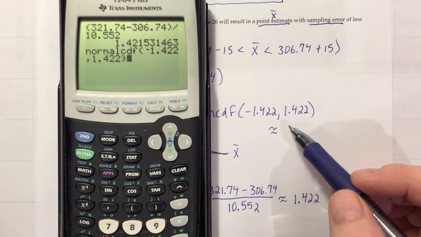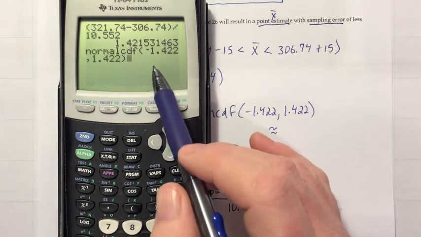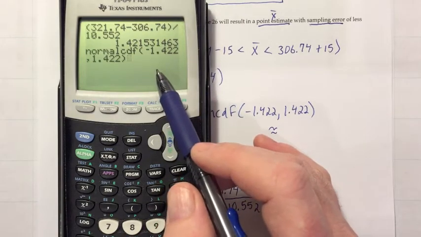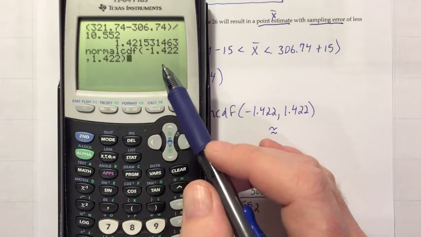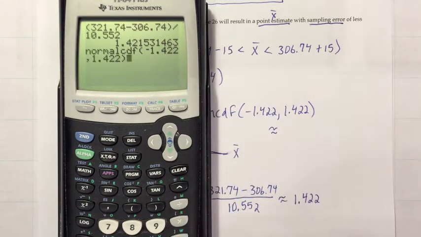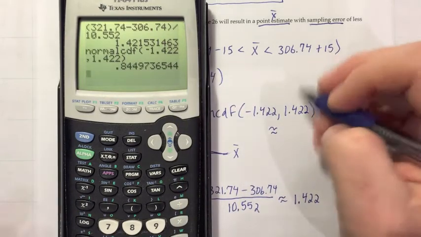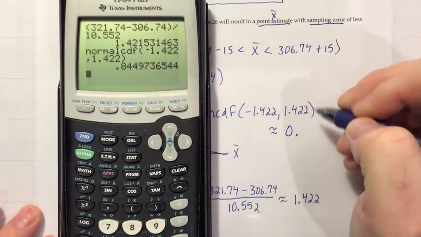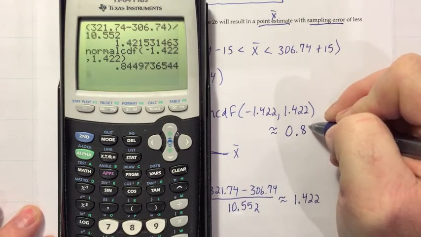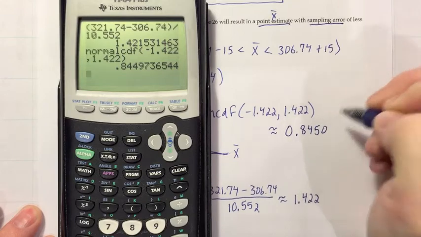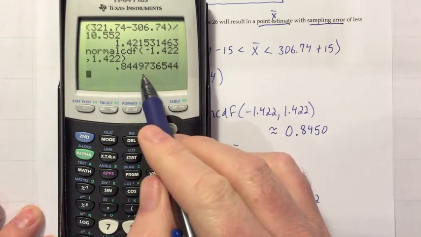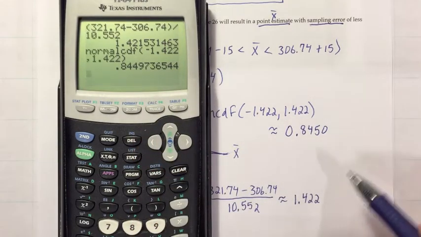1.422. Can think about empirical rule if we want. More than one standard deviation, or one standard deviation would be about 68%, two would be 95%, so we should be somewhere in between 68 and 95%. So an answer like 0.8450 makes sense, and it would be a 50 because of the 7, rounding that 49 up to a 50.